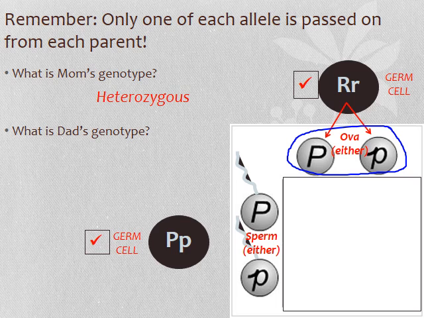Now with Dad, on the other hand, we also have big P, little p. So Dad's genotype is also heterozygous.